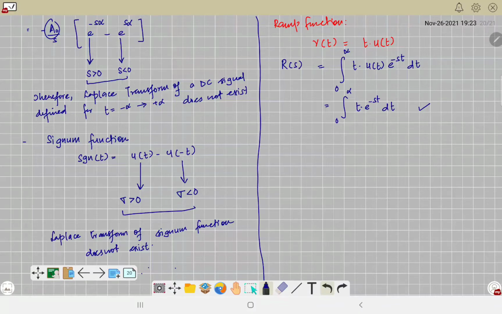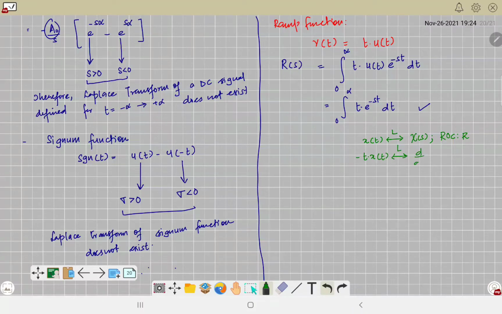But we can use one of the properties of the Laplace transform. We had the property that if x of t has a Laplace transform of X of s with some region of convergence, say R, then actually it was minus t into x of t.